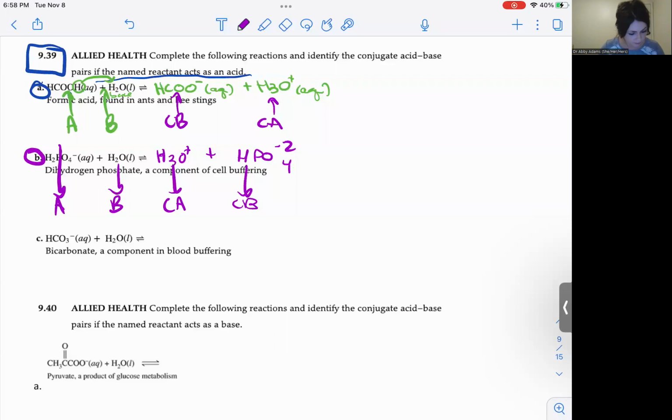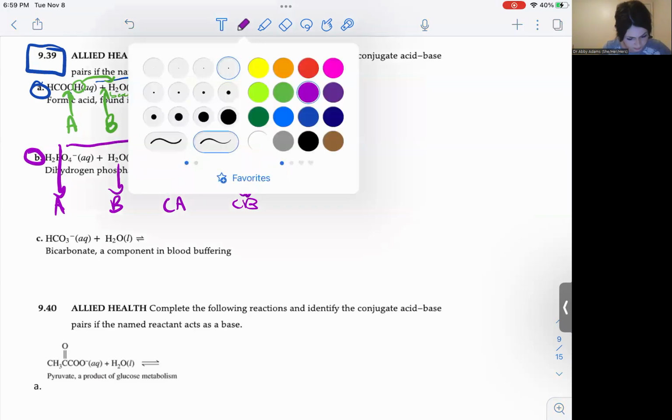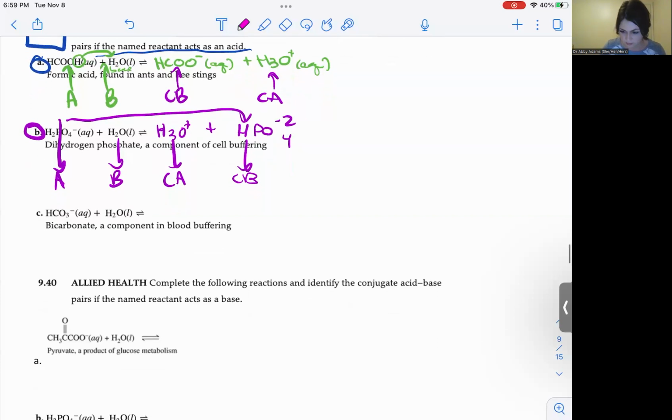All righty. So, you have donated one of your hydrogens, right? And we've labeled everything. So let's move on to C. I think this is the last problem for this section, right? So what are we going to have?